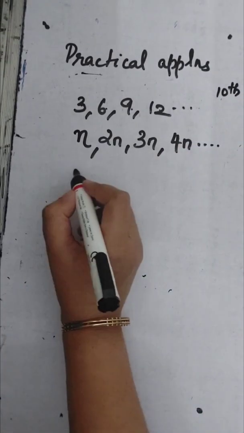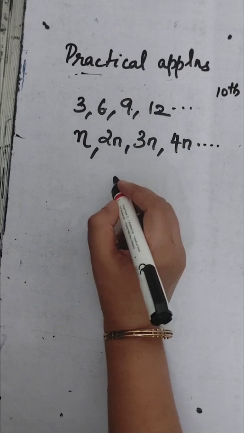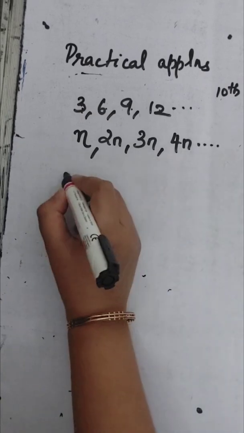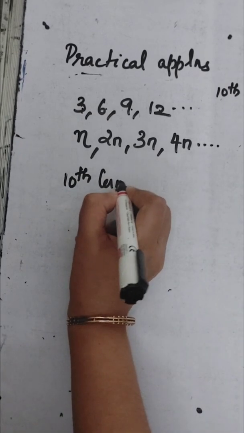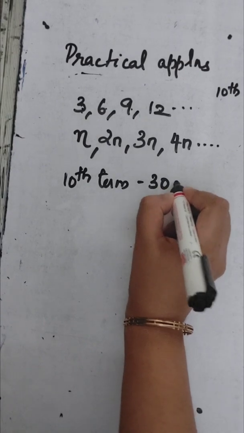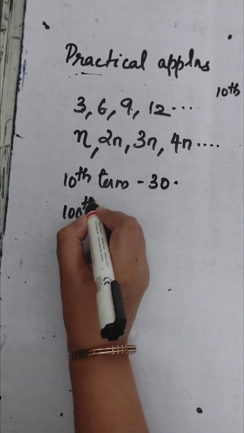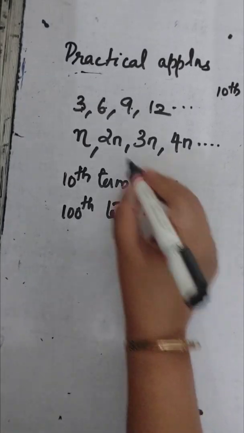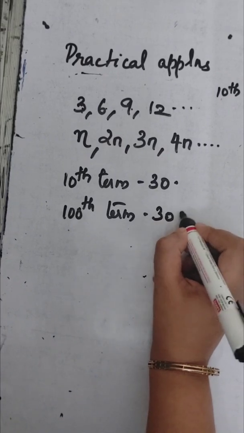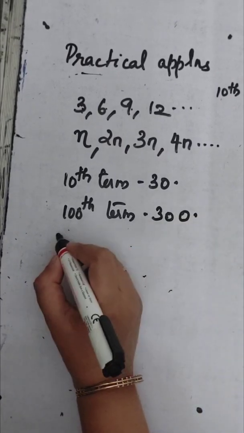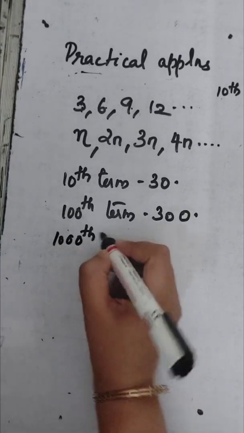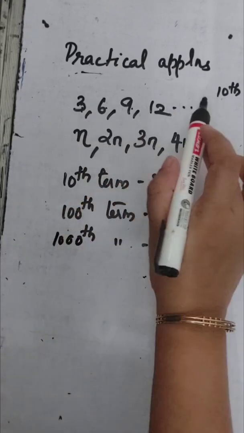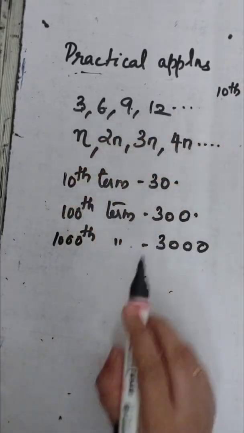10th term, that is 10 into n, right? So the first number n is equal to 3. So what is 10n? 10th term will be 30, right? What is 100th term? Will be 3 into 100, that is 300. Okay, just like that. Even if you want to find the 1000th term, what is the 1000th term? 3000. Okay, so by using this formula, you can find out any number in this series.